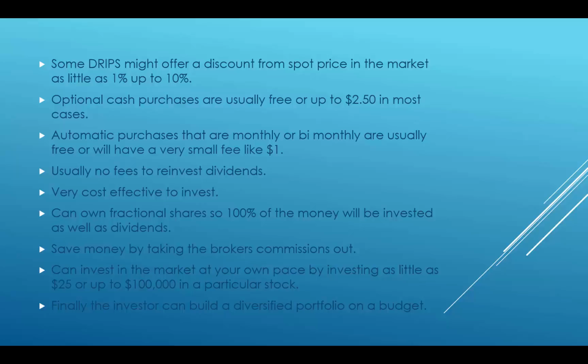Also, we have automatic purchases that can be monthly or bi-monthly and are usually free, or they have a very small fee, like $1. Clorox Company has a monthly or bi-monthly payment plan, so you can invest $50 on the 1st and the 15th, and it's no fees. Coca-Cola has the same idea. You can invest $50 on the 1st or 15th, but they charge like $1 or $2 for that service.